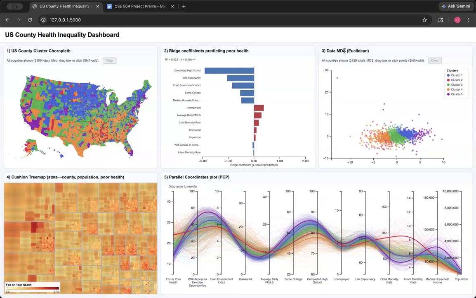And now we come to the third visualization, the multidimensional scaling of data. This visualization supports the first visualization, that the orange clusters and the blue clusters are far from each other, which means they have different social, economic, and environmental factors. And this also means that these change over the geographical area.